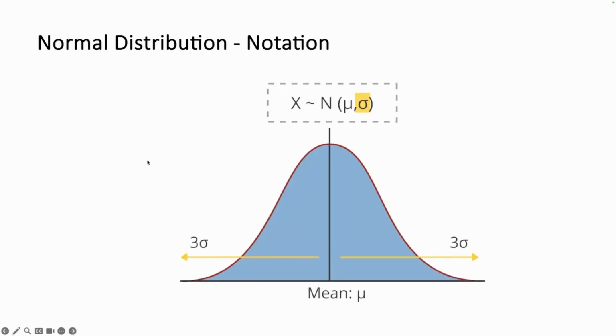Another thing to note is how you denote a normal distribution. In order to denote a normal distribution with a mean mu and standard deviation sigma, you would write something like X is a function of N with a mean mu and standard deviation sigma. As long as you write this, it is sufficient for you to denote any kind of normal distribution.